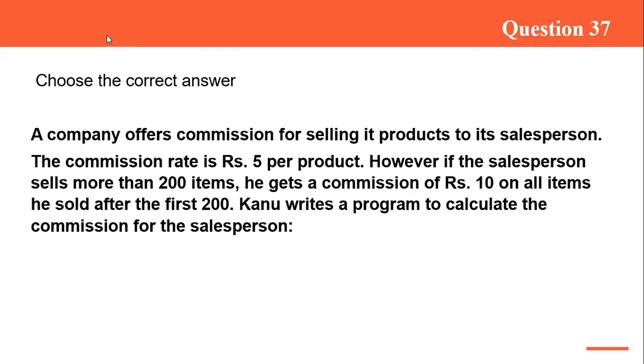200 into 5 plus ₹10. Am I right or not? Because for 200 products, it is ₹5 only. But only for that one product, he'll get ₹10. I hope you understood what I'm saying.